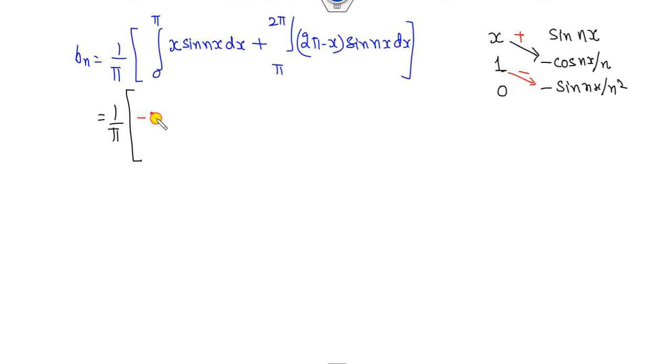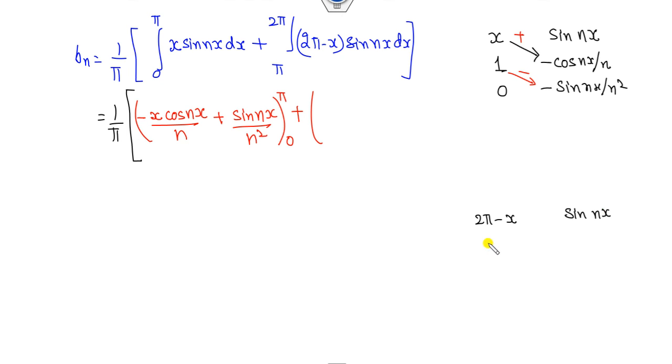So it is minus x cos nx over n plus sin nx over n square from 0 to pi, plus I can find this limit, so that will be (2 pi minus x) and sin nx. So minus 1, 0, cos nx over n, and sin nx over n square here. So this number is positive, this number is negative.